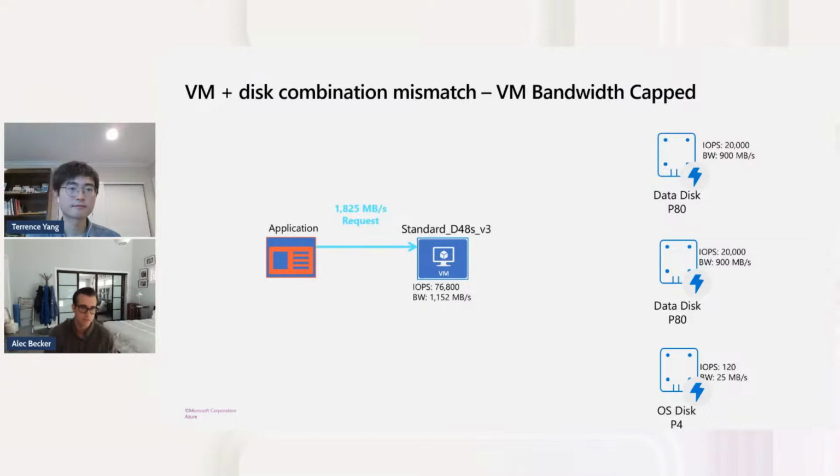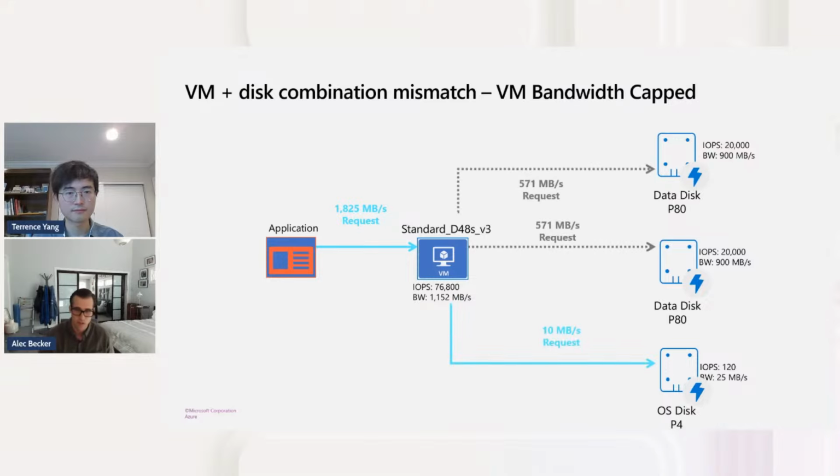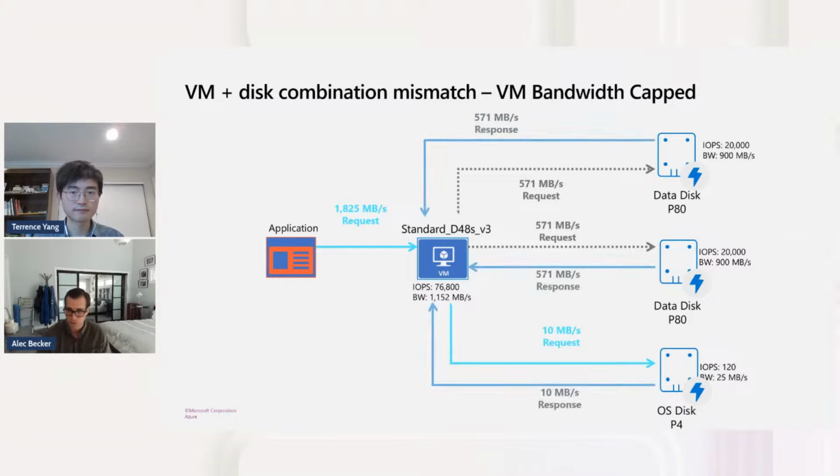Say you have an application that makes a request for around 1,800 megabytes per second of throughput, which is equivalent to what these disks can actually do. However, the VM itself can only do about 1,200 megabytes per second of throughput. So the VM limits the performance and relays those requests to the disk. The disks see that, and they can respond with all that performance. However, the application sees limited performance, not what it requested but what the VM could actually provide. In this situation, we call this VM bandwidth capped.